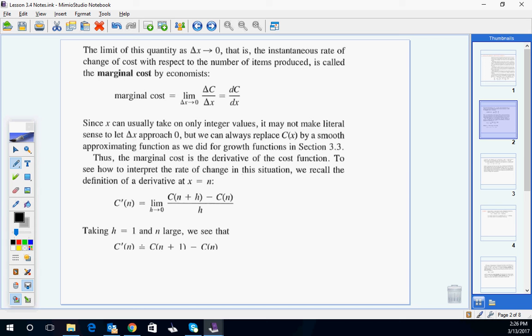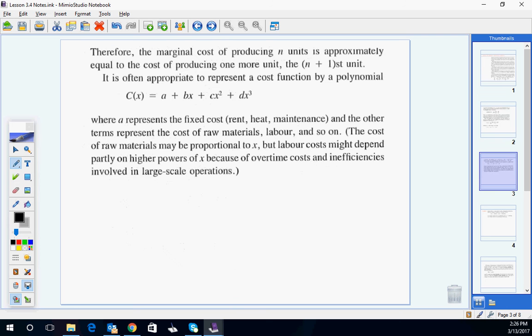They set up the definition of the limit here in terms of c of n plus h minus c of n all over h, but we know that as c prime. All right, so therefore, the marginal cost of producing n units is approximately equal to the cost of producing one more unit. So that'd be your units n and n plus 1.